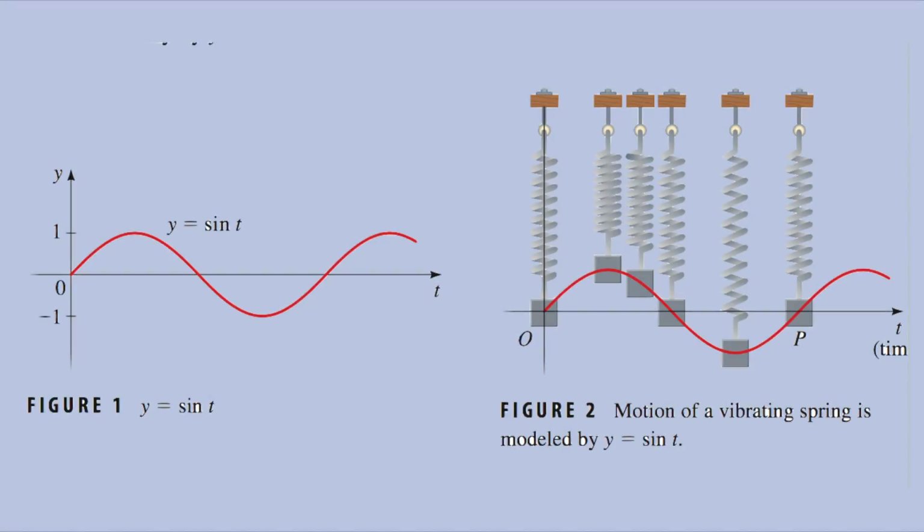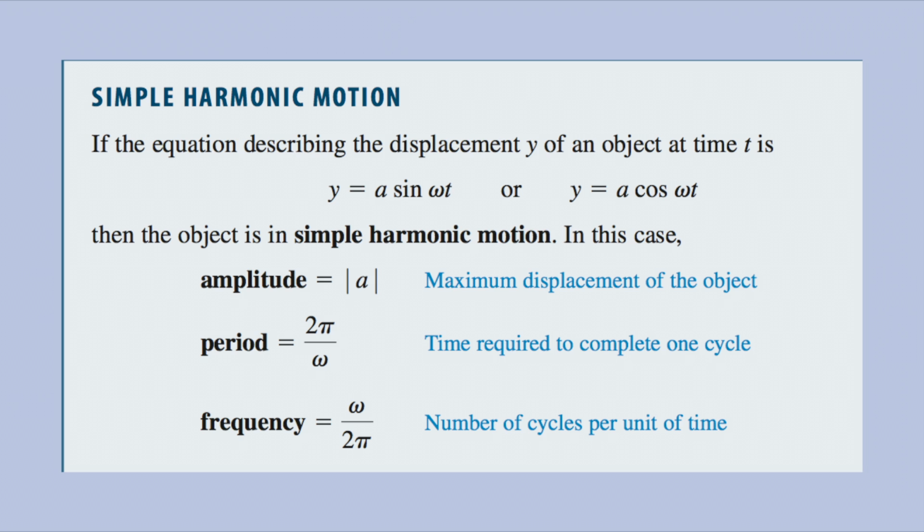Trigonometric functions model periodic behavior. For example, the motion of a vibrating mass on a spring can easily be drawn by a graph of y equals sine t. Take a look. This is how we summarize periodic behavior. If the equation describing the displacement y of an object at time t is y equals a sine omega t or y equals a cosine omega t, then the object is in simple harmonic motion.